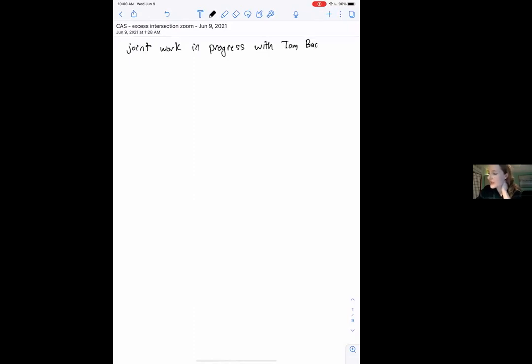And please do take this with a grain of salt. We have a paper on the arXiv that does have excess intersection enrichment stuff in it, but this is a follow-up project.